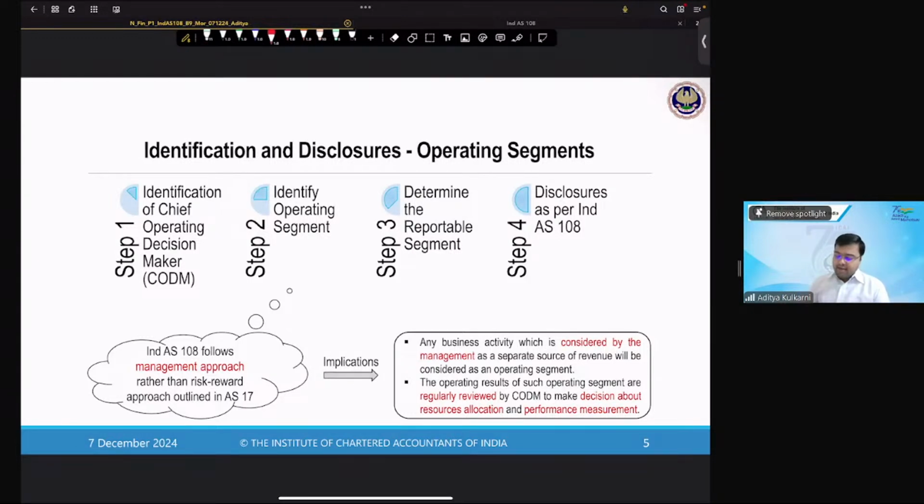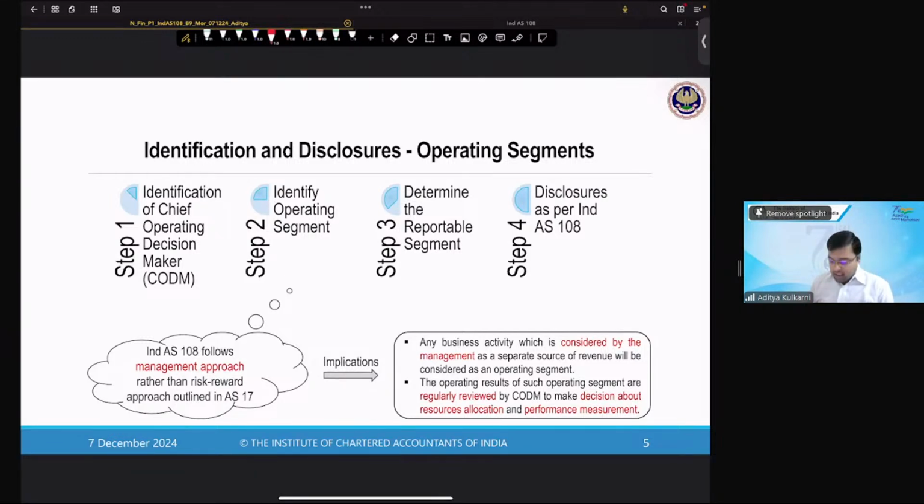So ultimately, the build-up happens as first you identify who is the CODM. The CODM's lens will help us identify the operating segments. Not necessary that all operating segments should be reported. There is some materiality criteria also which is laid down. So then from the operating segments, we look at the reportable segments. And based on the reportable segments identified, we go ahead to give the disclosures.